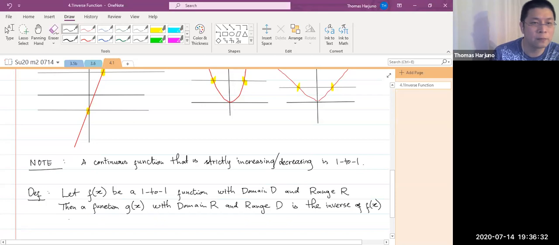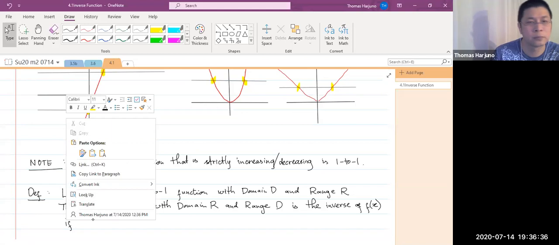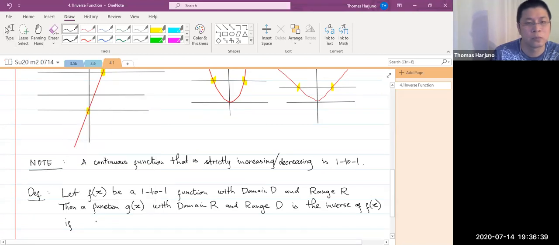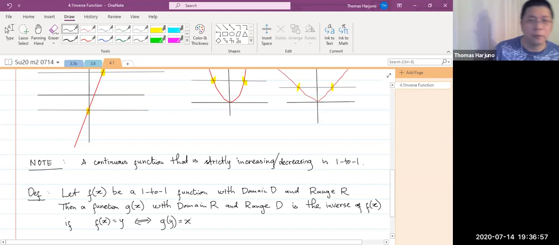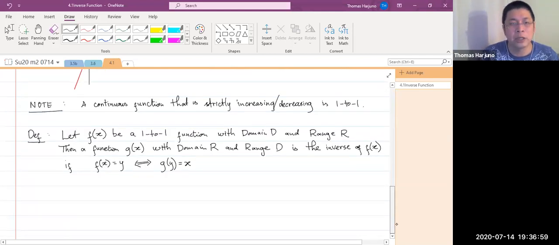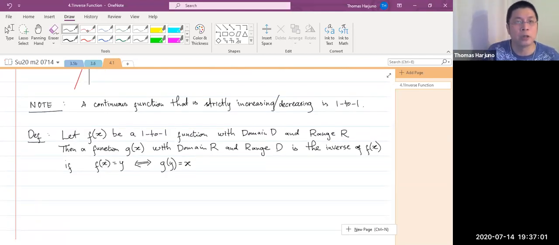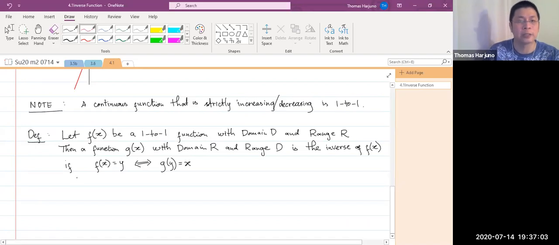if f(x) = y if and only if g(y) = x. Now, this definition may be a bit confusing, but I prefer to say it in two different ways, to rephrase it in two different ways.